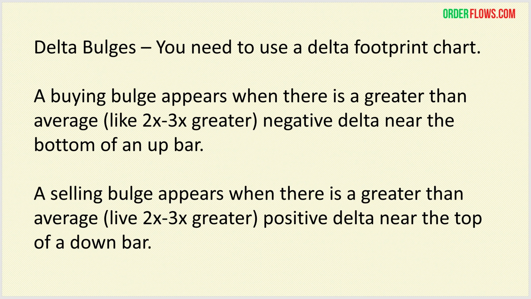All right, so with delta bulges, you need to use a delta footprint chart. A buying bulge appears when there's greater than average, like 2 or 3 times, even more, greater negative delta near the bottom of an up bar. Or a selling bulge will appear when there's greater than average positive delta near the top of a down bar.